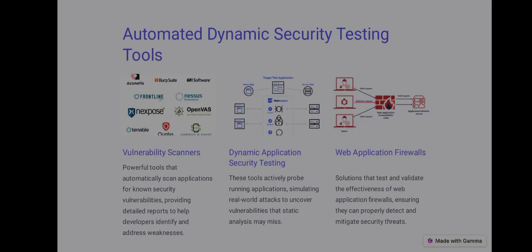Automated dynamic software testing tools. As you can see on my screen, there are various images of automated dynamic software testing tools. First is vulnerability scanners. Powerful tools that automatically scan applications for known security vulnerabilities, providing detailed reports to help developers identify and address weaknesses. Second, dynamic application security testing. These tools actively probe running applications, simulating real-world attackers to uncover vulnerabilities that static analysis may miss. Third, web application firewall testing. Solutions that test and validate the effectiveness of web application firewalls, ensuring they can properly detect and mitigate security threats.